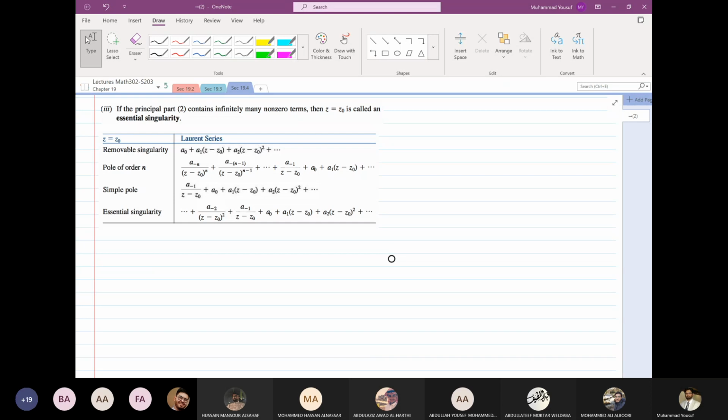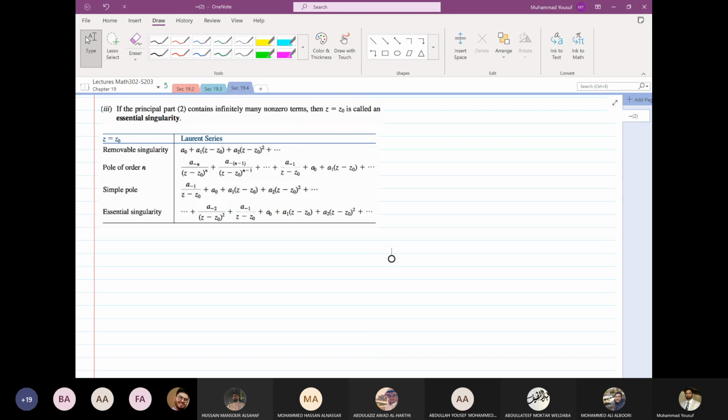Second line, a sub negative n is not 0. So in the principal part, the largest value of the index is n with a sub negative n, or we can say the largest power of z minus z naught in the denominator, that is, in the principal part. If the largest power of z minus z naught is n in the principal part, of course z minus z naught will be in the denominator, then there is a pole of order n.